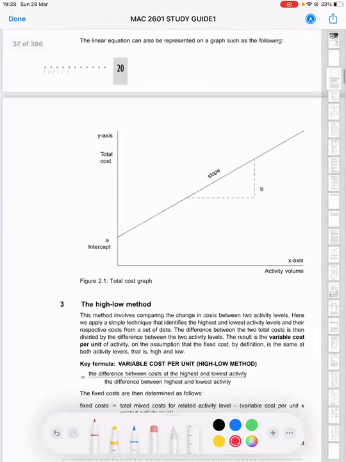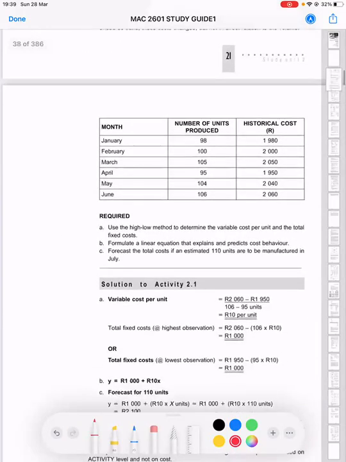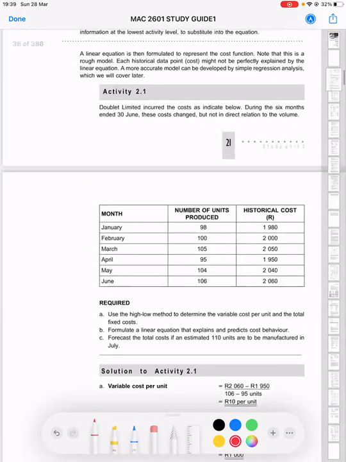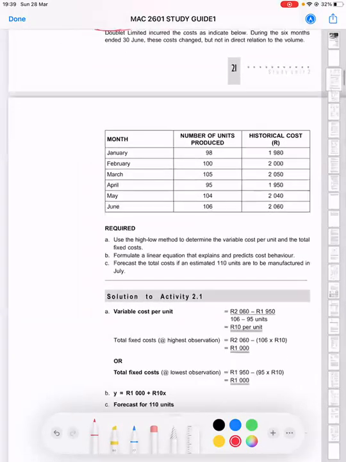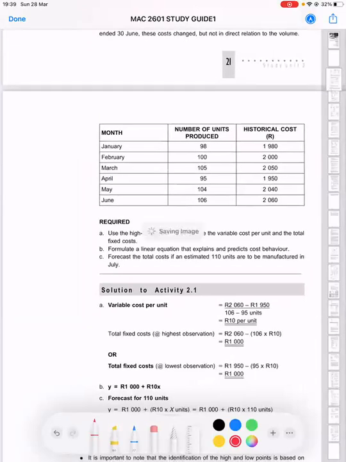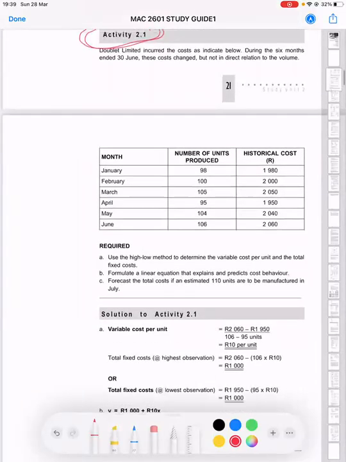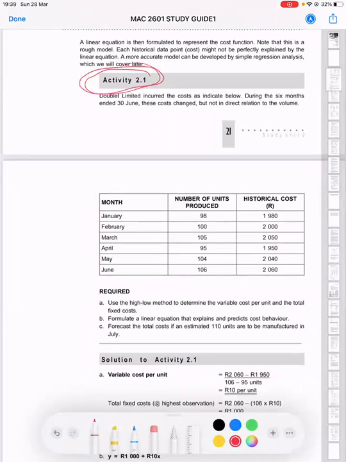Estimation techniques. All right. Now here is a nice activity, Activity 2.1. This is what we have learned, good people. We can answer all of those questions.